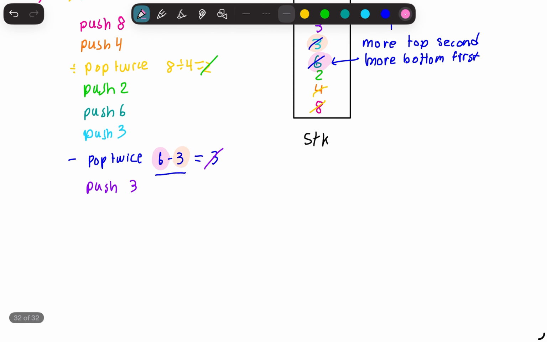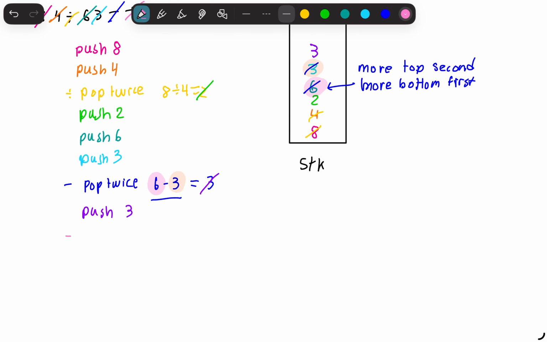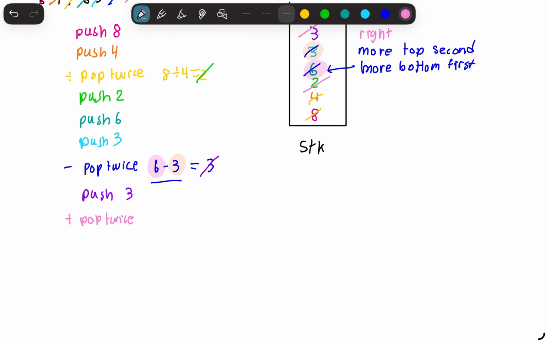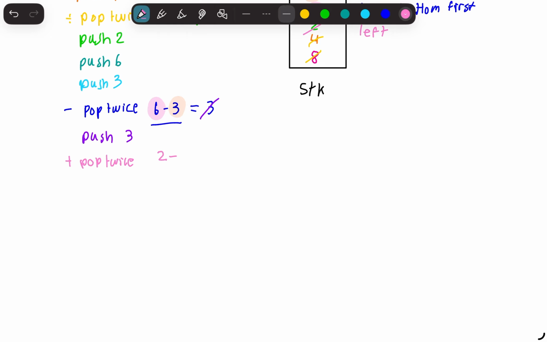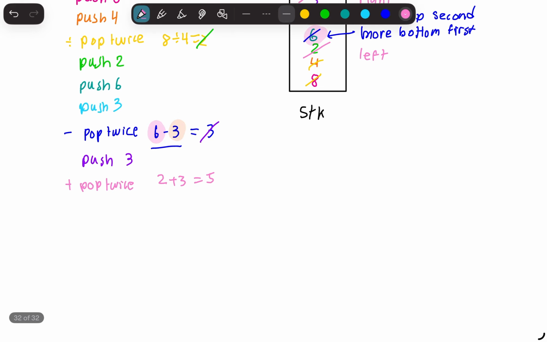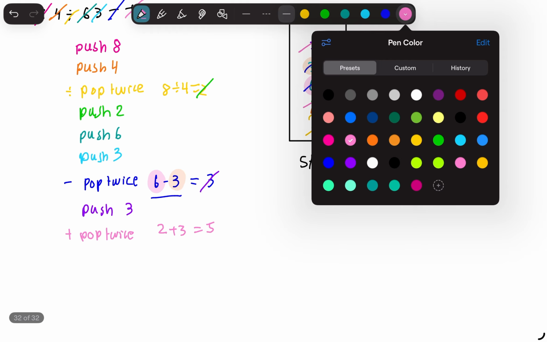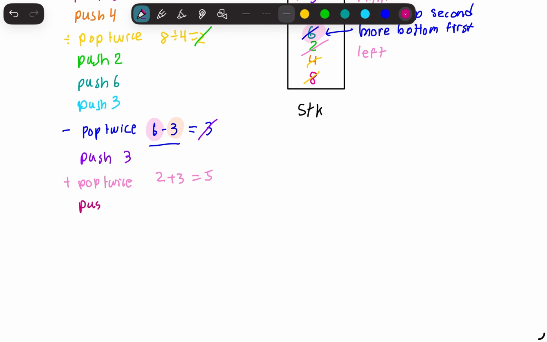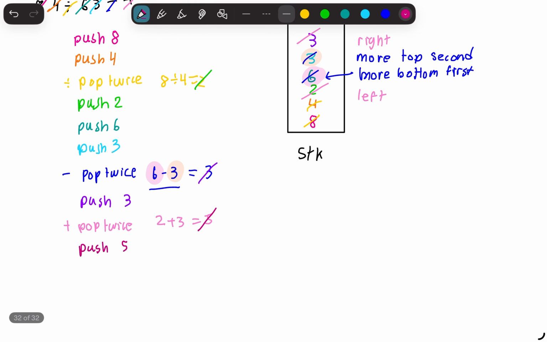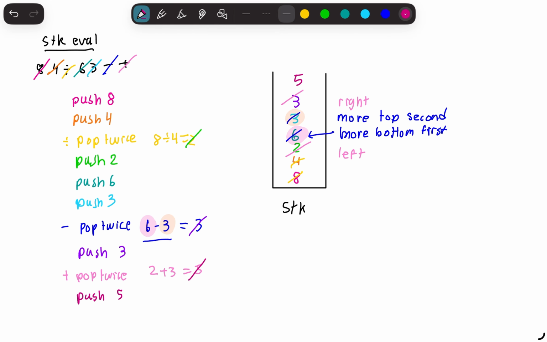So we have our plus, right? We're going to pop twice. Your 3 is going to be your right operand, the first pop. And then your 2 is going to be your left operand. So that's 2 plus 3 is equal to 5. Then you take 5 and push 5. Now all you have left is 5 on your stack.